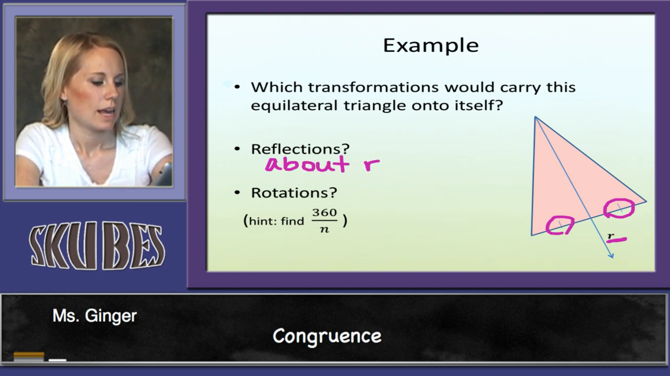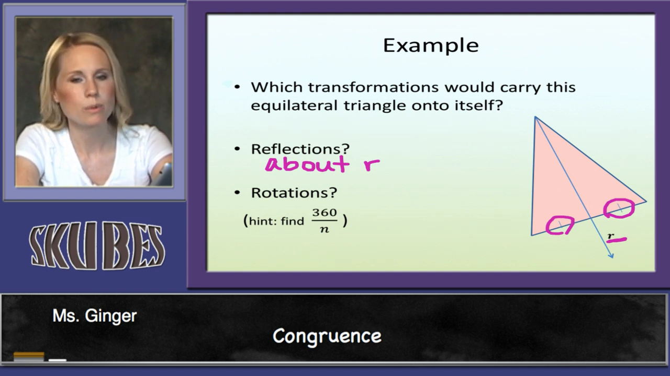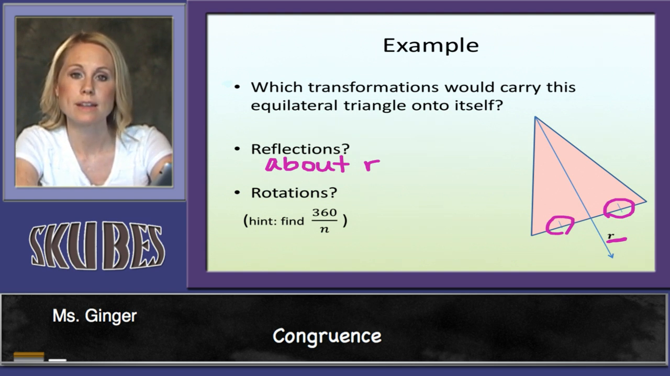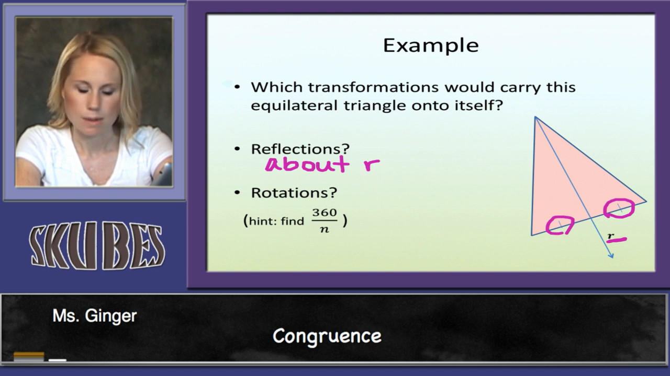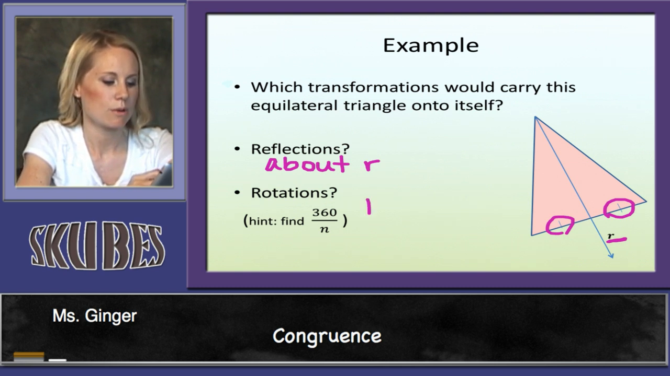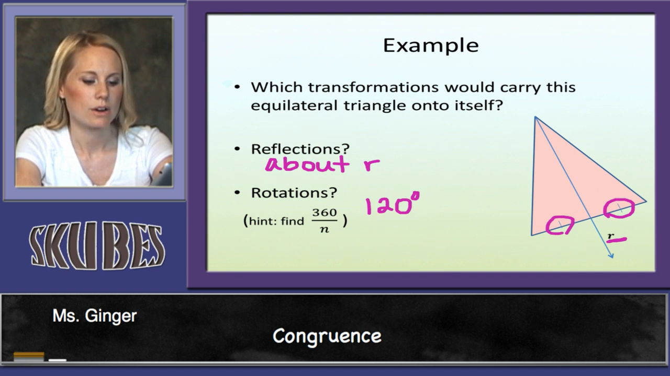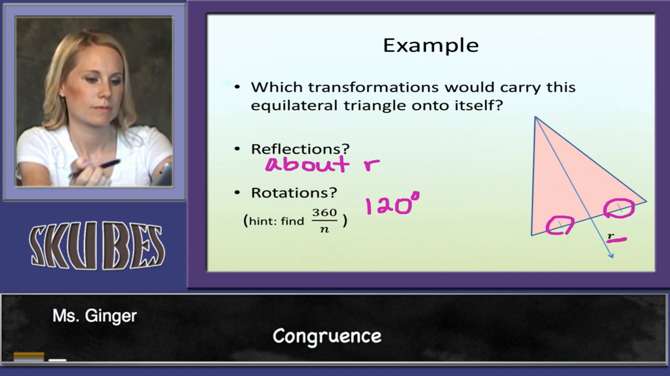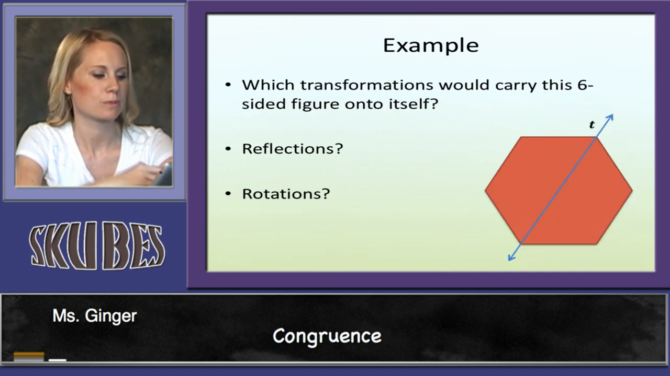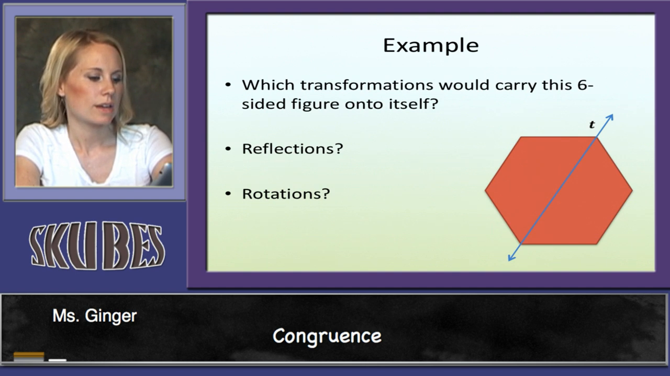Okay. And what about rotations? What kind of rotations would carry this figure onto itself? Well, we just need to find 360 divided by n. Our n is the number of sides, so we're going to calculate 360 divided by 3. Typing that in, we're going to get any rotations of 120 degrees will still carry this equilateral triangle onto itself in either direction. And we'll still have congruent triangles. Alright, let's take a look at another one.